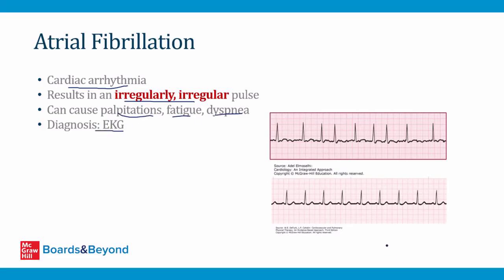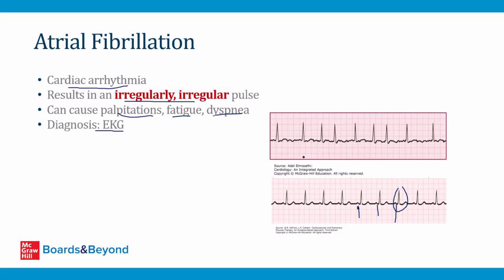So if you look over here at these two EKG tracings at the bottom of the screen, the one on the bottom is normal sinus rhythm. And you can see that there's a P wave here, and another P wave here, and another one here. And each P wave is followed by a QRS complex. So this is the normal situation in normal sinus rhythm.